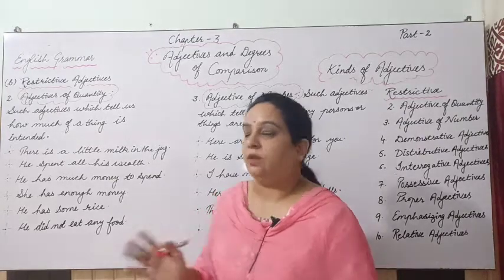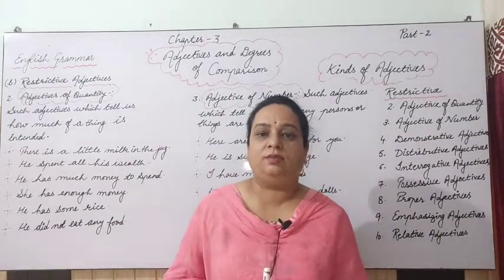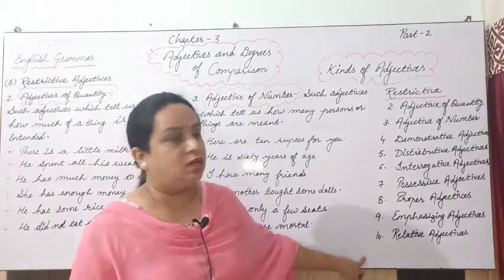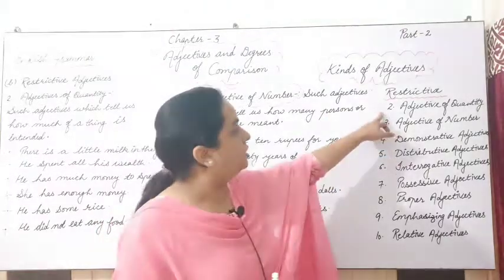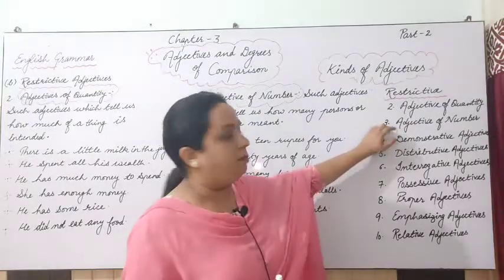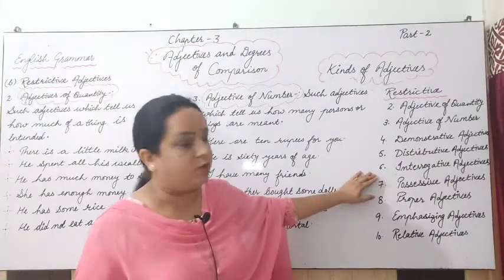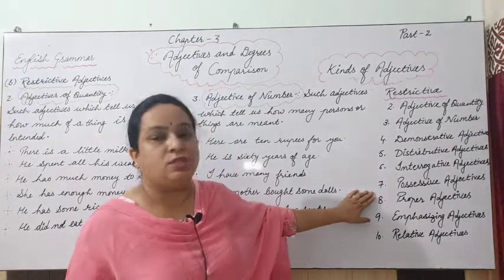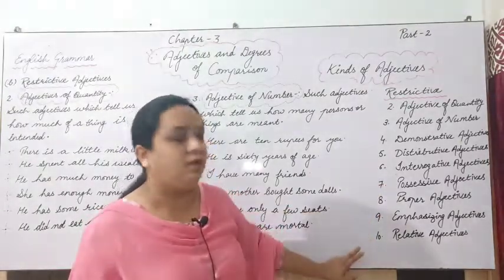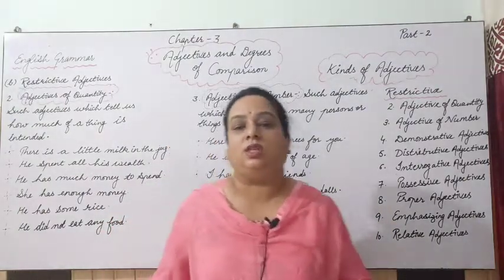So dear kids, today we have to start the second part of adjectives, that is restrictive adjective, and this has 9 kinds as we have discussed earlier. One we have done already. So this I have given here number 2, that is adjective of quantity, then adjective of number, demonstrative adjective, distributive adjective, 6th one is interrogative adjectives, 7th one is possessive adjective. In your book it is given, I think, up to here, but we will cover all the kinds: proper adjectives, emphasizing adjectives and relative adjectives.